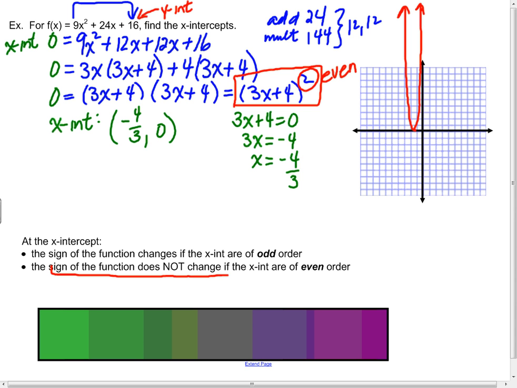Well, we already knew that because I have a quadratic with a positive leading coefficient. I already knew that as I go to the right, my function is going to go upwards, and as I go to the left, my function is going to go upwards as well. So it just confirms for us at the x-intercept that I'm going to be staying positive and going upwards.